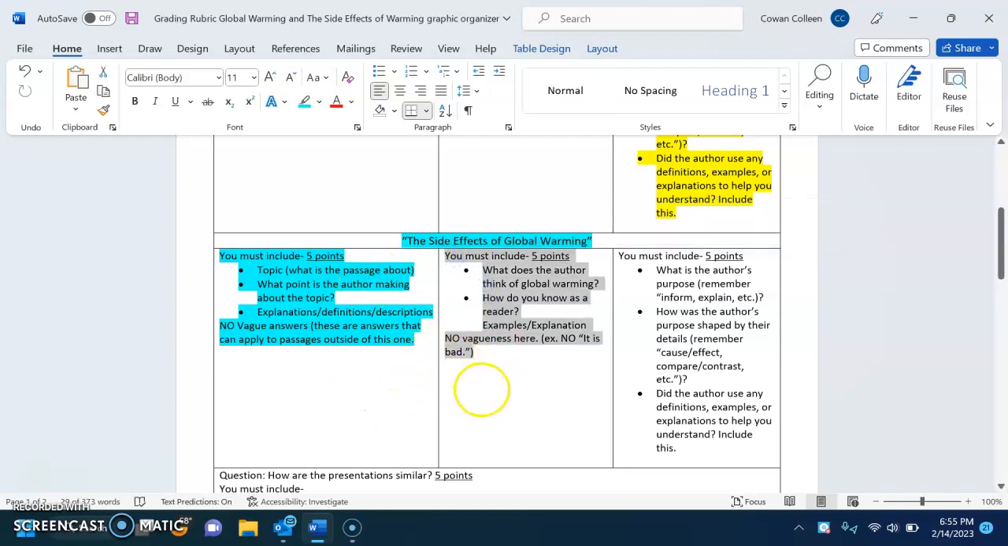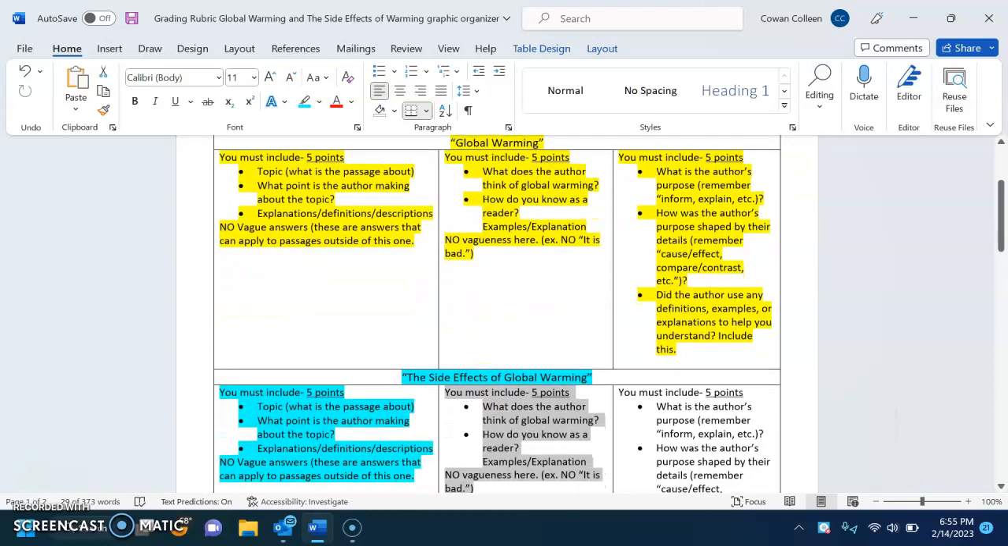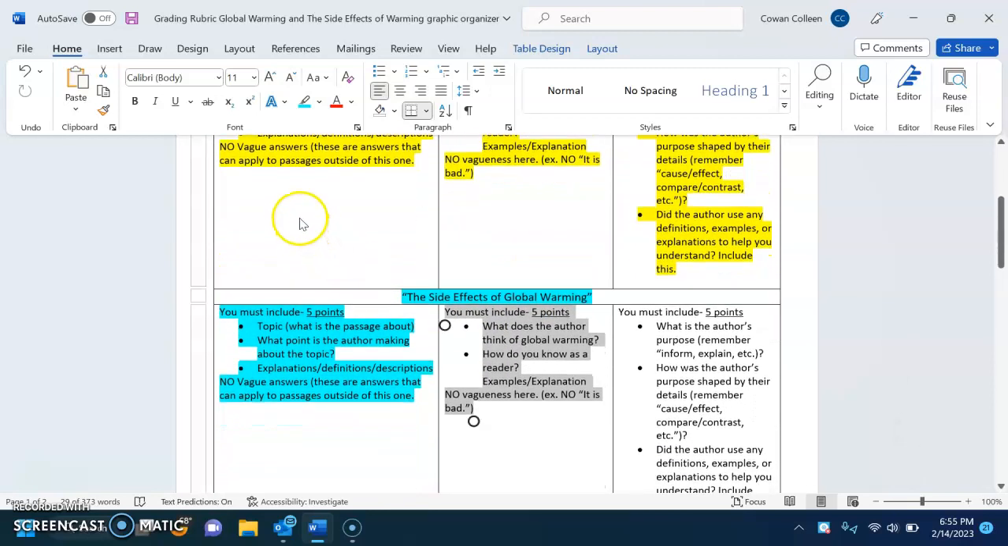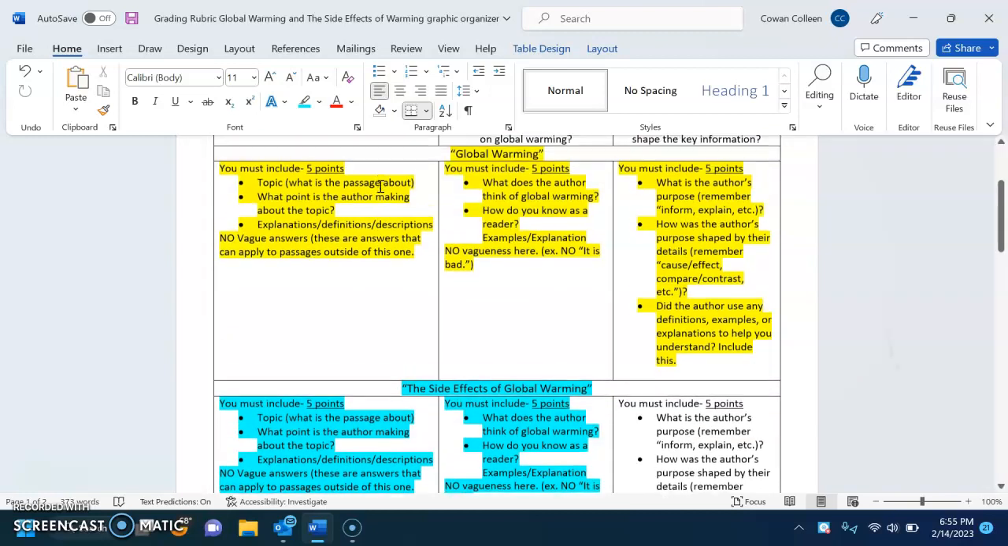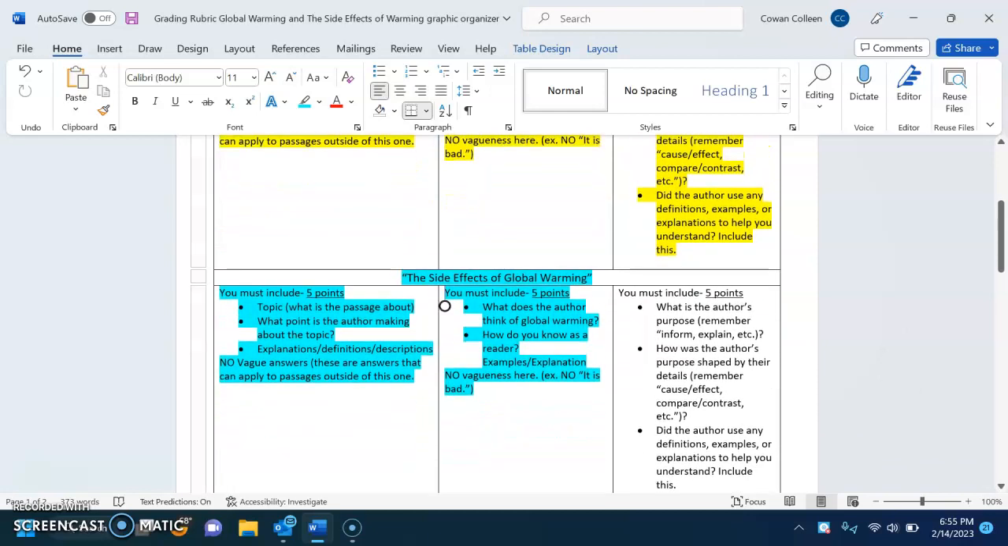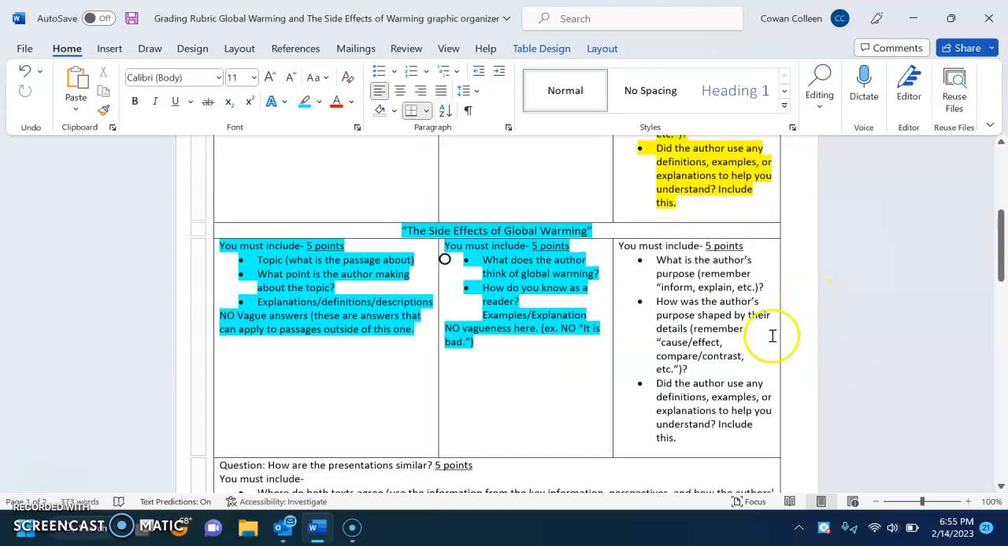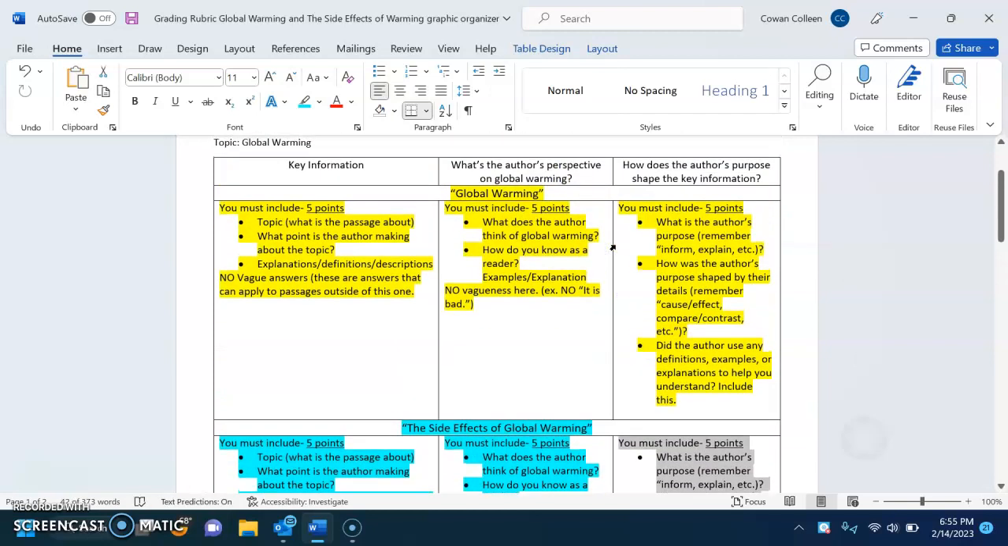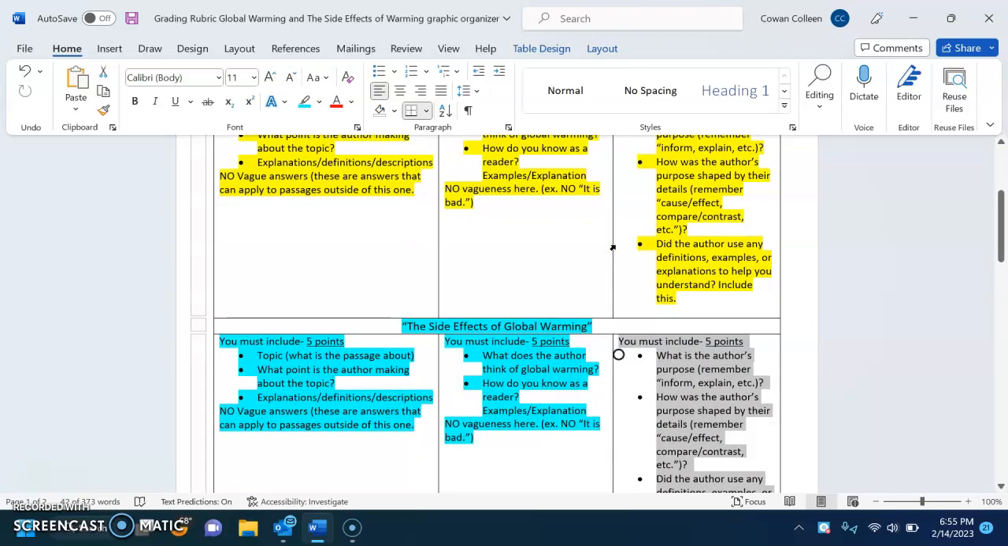For the second part of this, you're looking for what's the author's perspective on global warming. You must include for 5 points: What does the author think of global warming? How do you know as a reader, what explanations, examples are given? In any of this, if there's any similarities, you still can differentiate in a different way, but you need the information there.